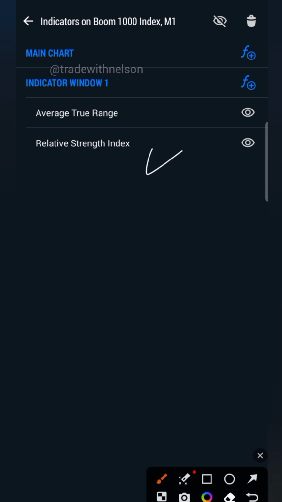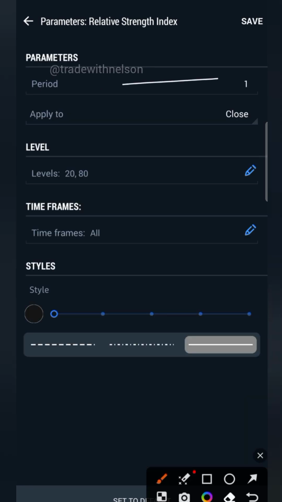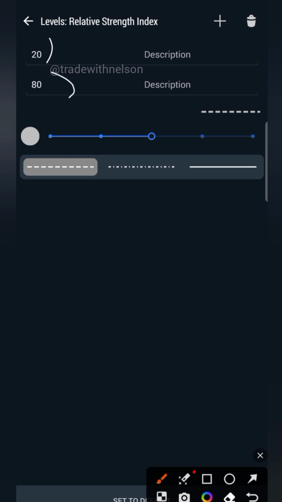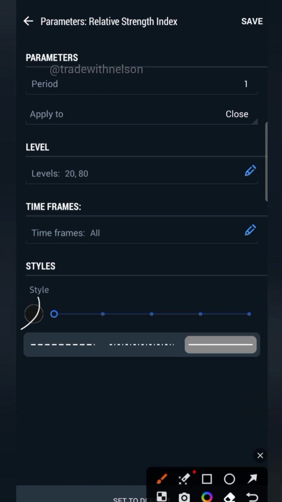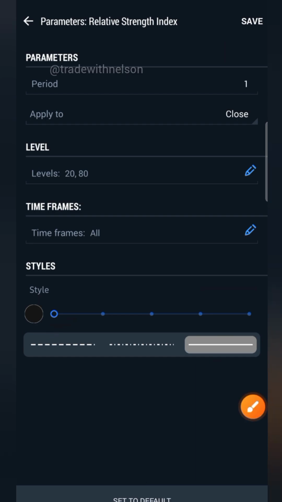The next indicator is the relative strength index. To select that, click on the F icon on the indicators window 1 and search for your relative strength index. Make the period to be 1. For the levels, click on this pen icon, make it 20 and 80, color of your choice, 3 pixel. And for the star over here, make it color of your background. If your background is black, you make it black. If it is white, you make this color white, 1 pixel. After that, you click on save.